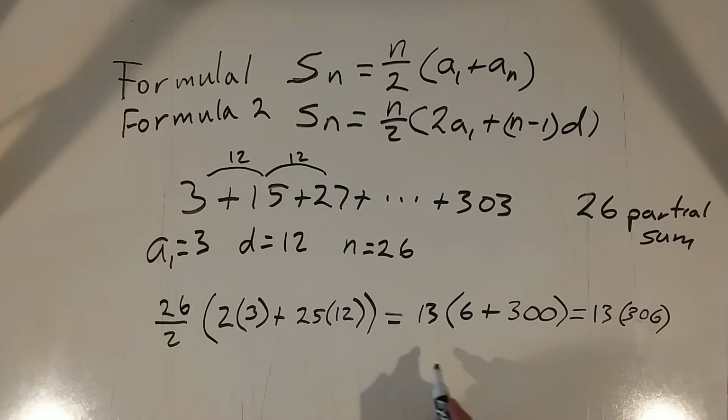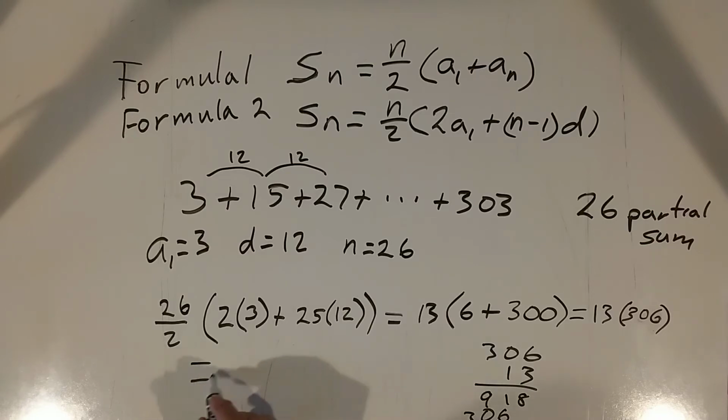And using multiplication, 306 times 13, 18 and 9, 603, equals 3,978. Check my mathematics. Let's look at another example.